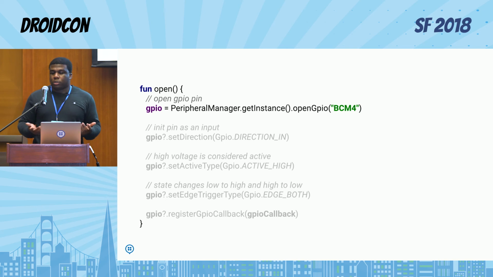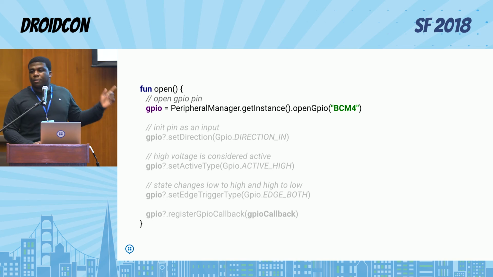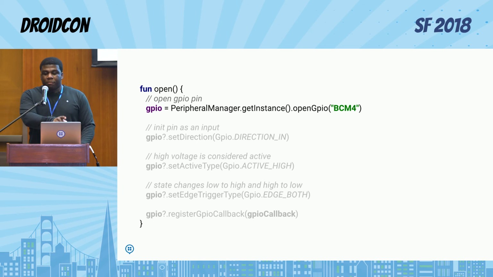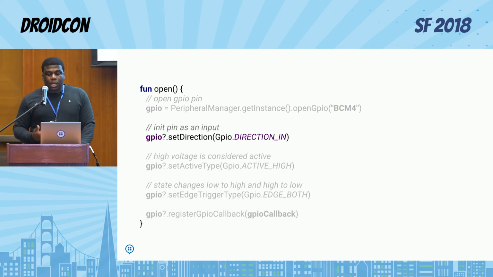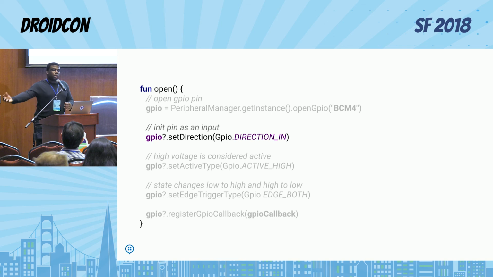The first thing that we're going to do is open a GPIO pin. If you remember from the diagram I showed you earlier, the yellow wire was connected to the BCM4 GPIO pin, and that's the pin we're going to listen to, which gives us all the data we need on whether or not the motion detector detected someone. So we set the direction as an input, because we're reading the input from the device.